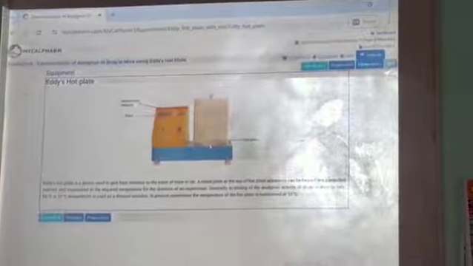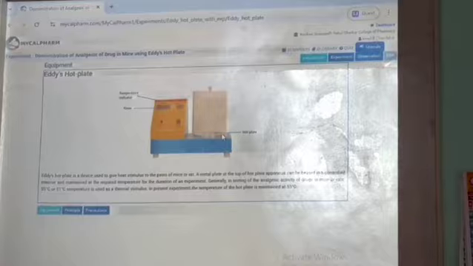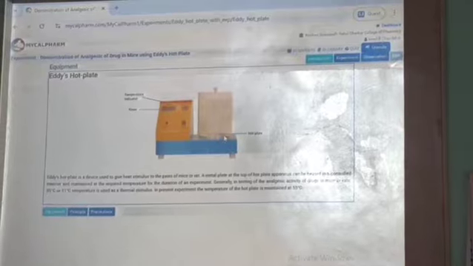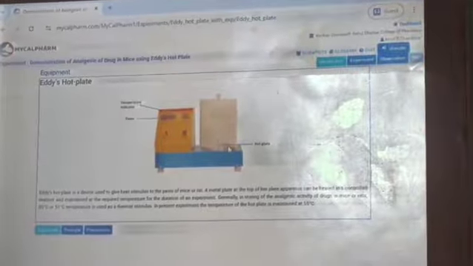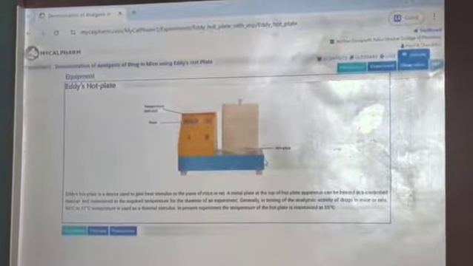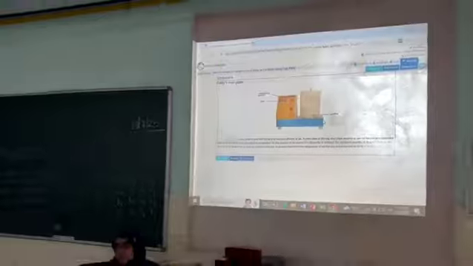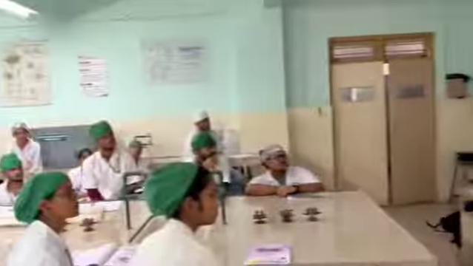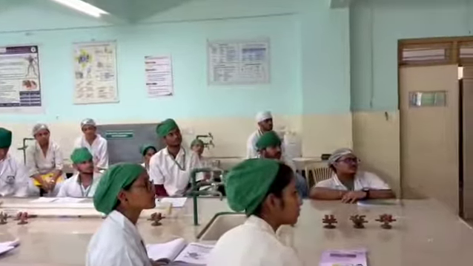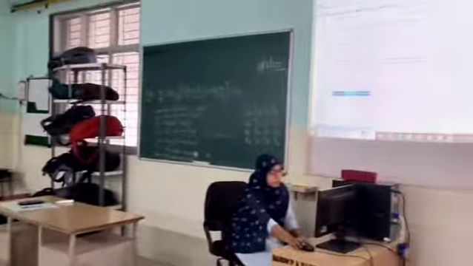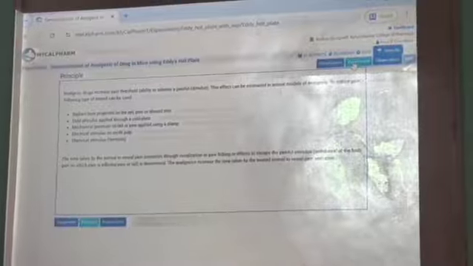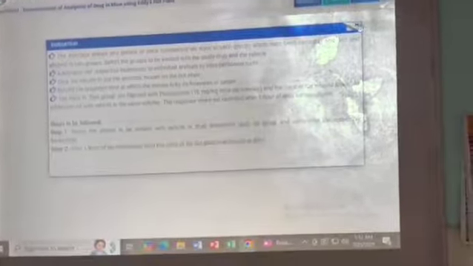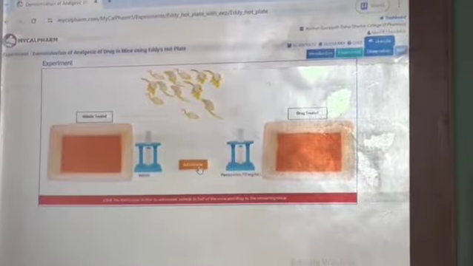You can see here the lid, and here the metal plate is present. This is nothing but the hot plate. We have to keep the animal on that plate for observation. And how much temperature do we have to maintain? We can maintain 51 to 55 degrees Celsius. Next is the principle; each and every experiment has a principle. Now we can start the experiment. You can see it.